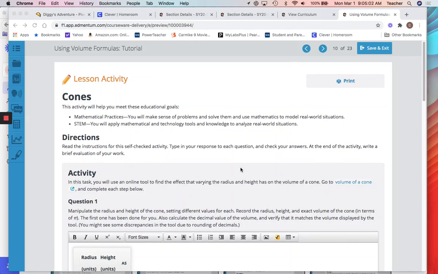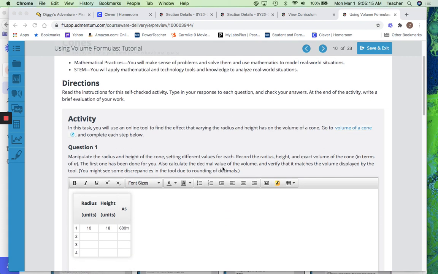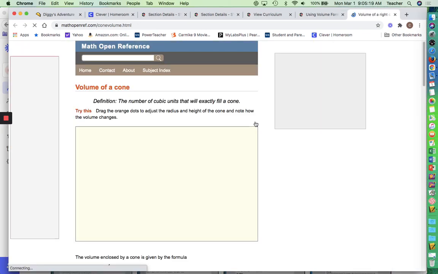Alright, you guys, so we're back to using volume formulas. This is slide 10, which is on cones. Now remember, in the last lesson we learned it takes 3 cones to make a cylinder. So the formula is 1/3 the same as what the cylinder was, 1/3 pi r squared h. Alright, so let's get into volume.